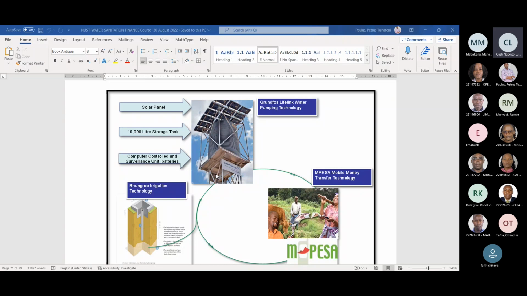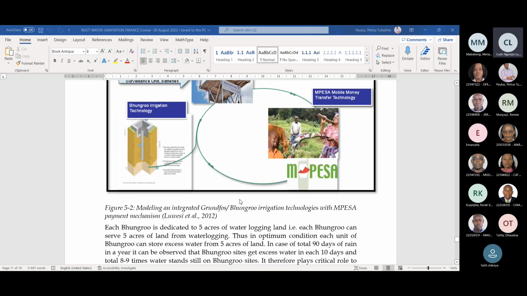So this technology has helped a lot. And then I was suggesting in this paper that if linked to a Bungro irrigation technology that is being used in India and in West Africa, it is one of the technologies that I implemented when I was in the International Water Management Institute in Ghana. If you link all of that, you have a new technology that will help you to supply water for domestic purpose and for irrigation.